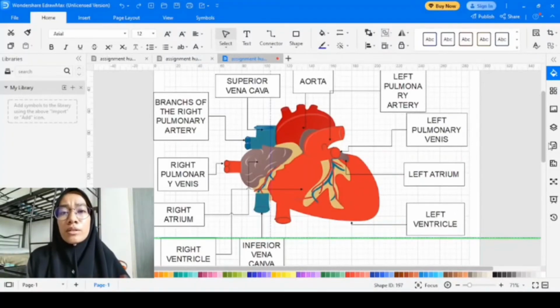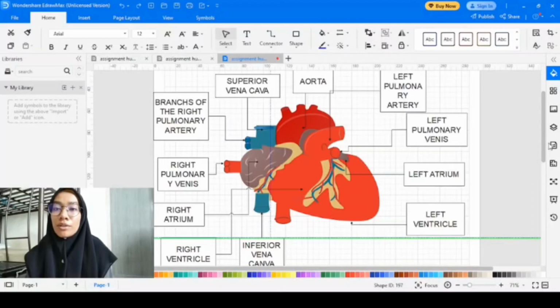The main function of the heart, one of the primary functions of the human heart, is to pump blood to the body. Blood delivers oxygen, hormones, glucose, and other components to various parts of the body. I want to explain about the structure and components in the heart.